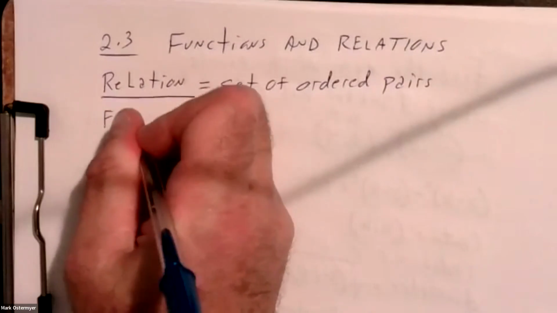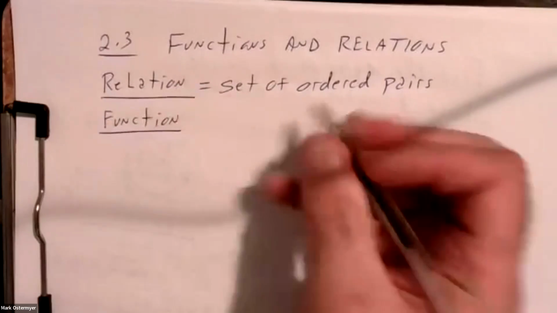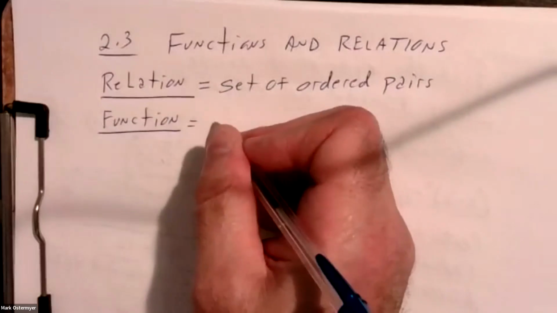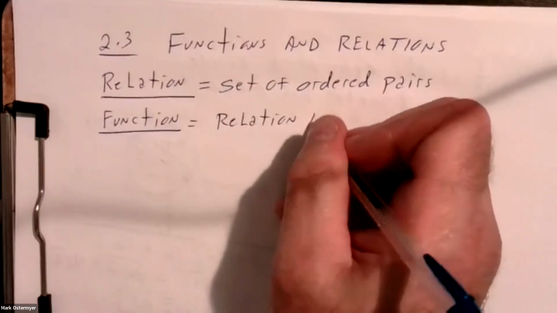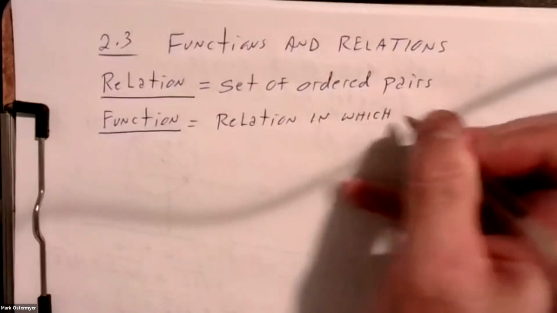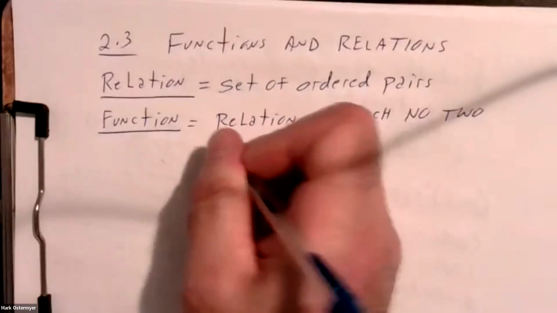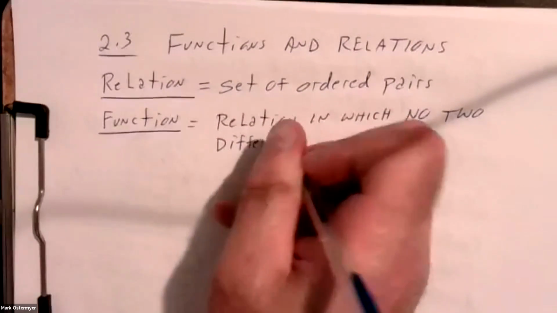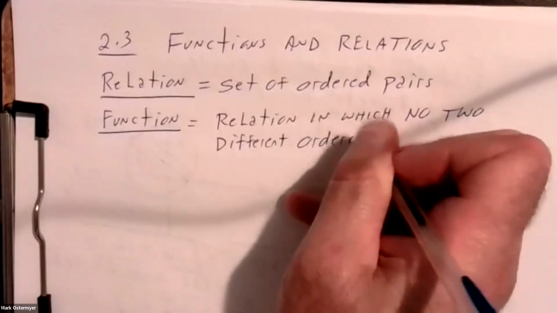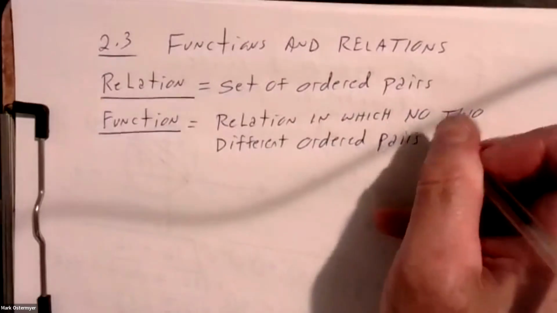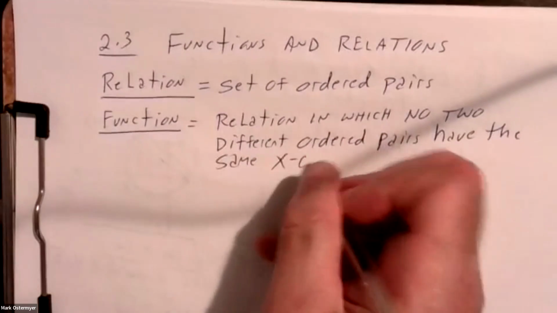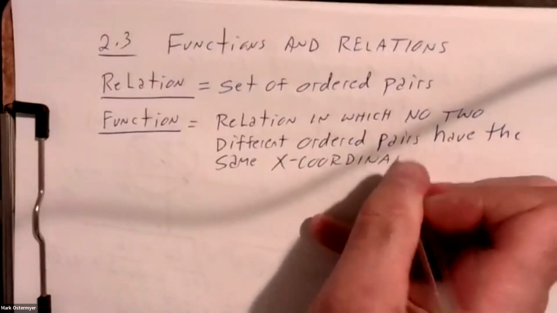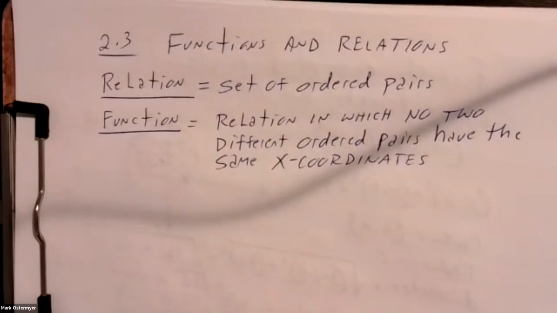What's a function? A function is a relation in which no two different ordered pairs have the same X coordinates. So in order for a relation to be a function, all the X coordinates have to be unique.